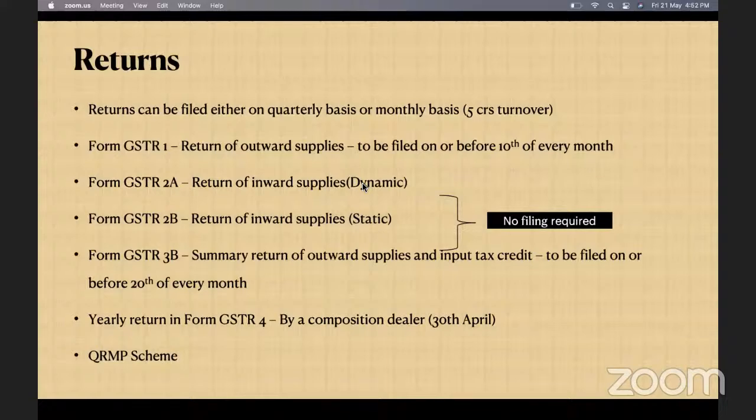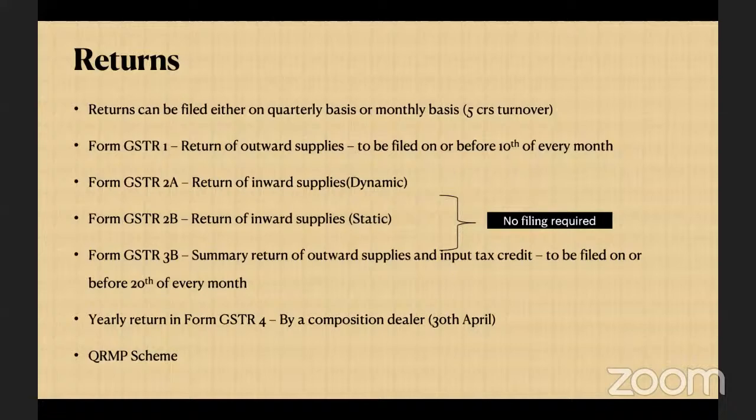So GSTR 3B is nothing but a summary return of the entire sales you have made during a month, together with the eligible input tax credit for the month. You will show your output tax, you will show your input tax, the net liability will be there, and that amount you need to pay in cash. The due date for filing GSTR 3B for a specific month is the 20th of the subsequent month. But since India has close to 5 crore taxpayers registered under GST law, to mitigate internet traffic control in the GST portal, the GST department has divided the entire states in.